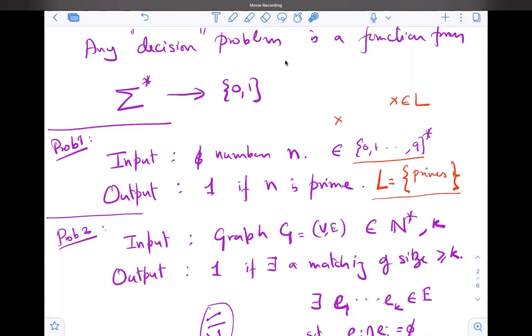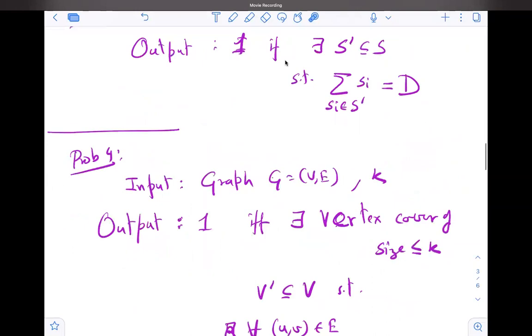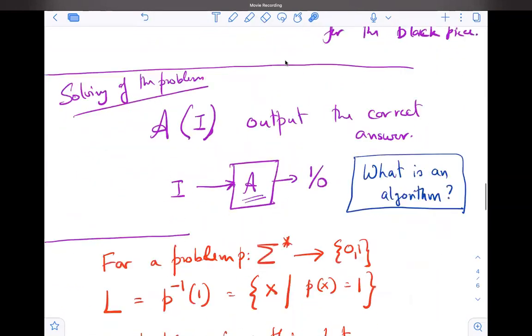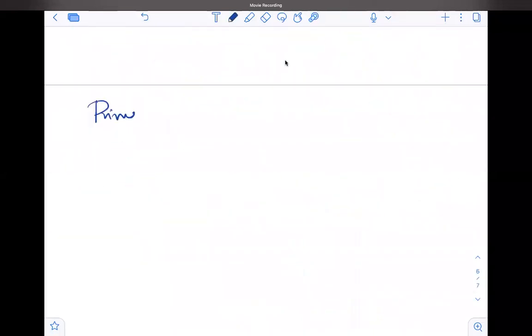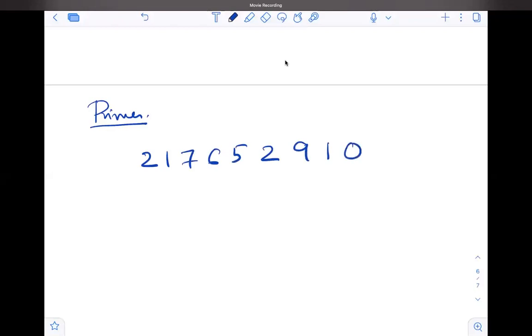So this is primes. Yeah, you have the primes, right? Now I'll give you a number, 21765291003, I don't know what all things are there, 1, something like that. Is this number prime?